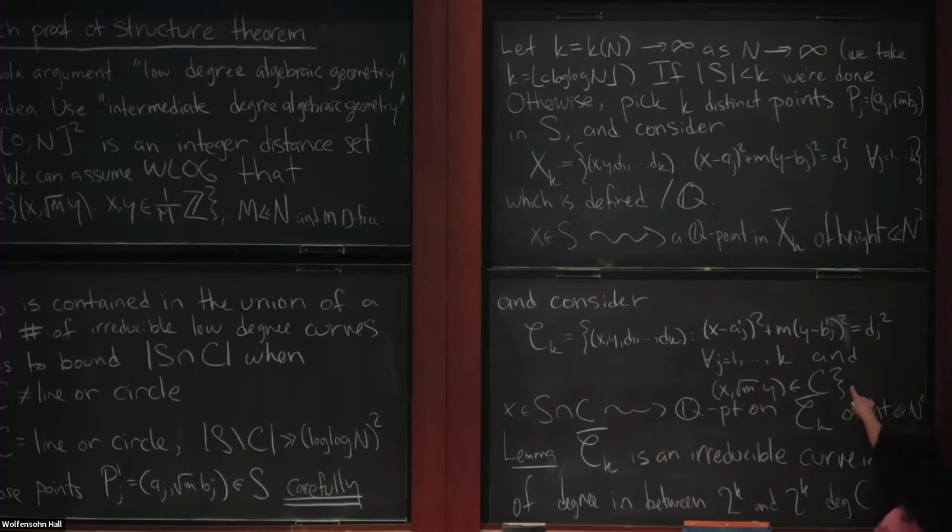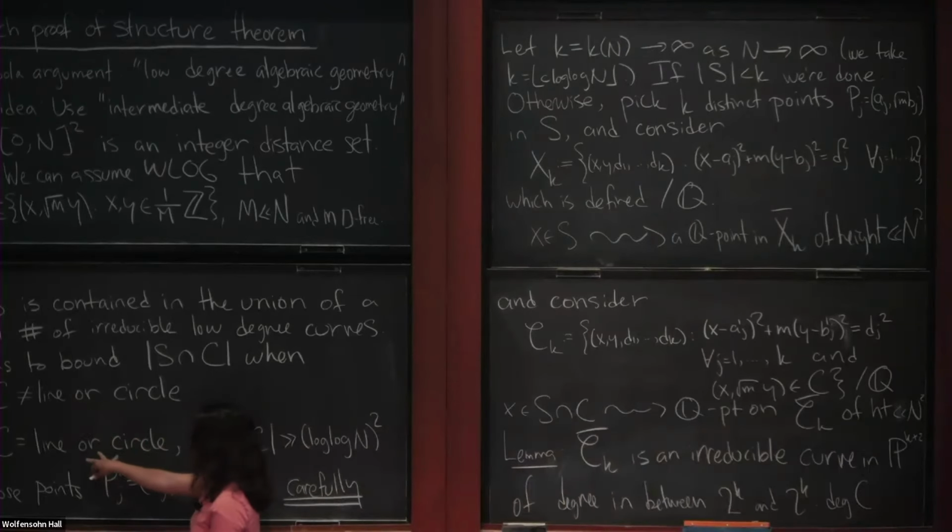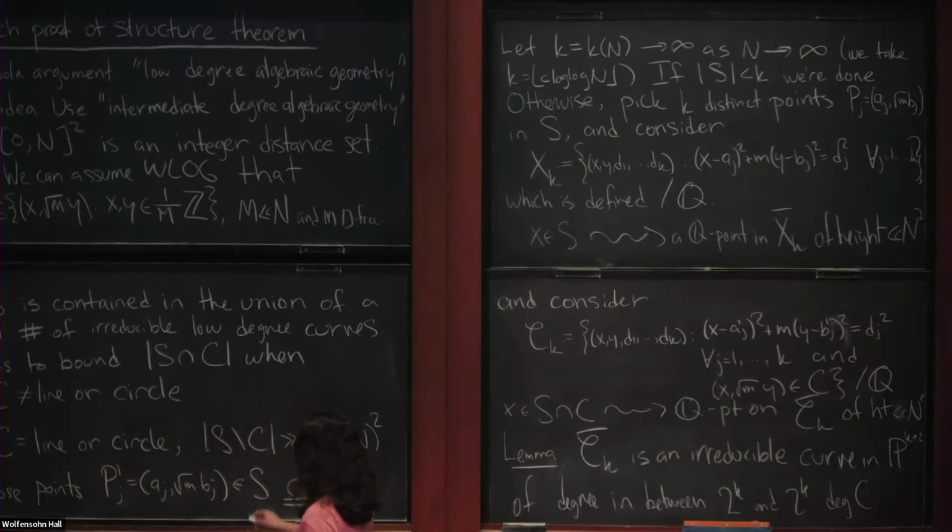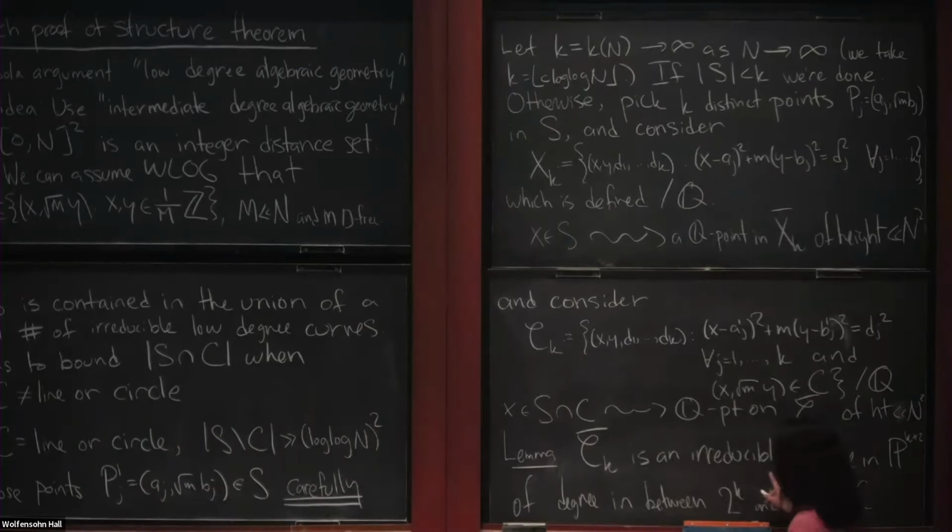So this curve is also defined over the rationals. We can assume that. Yeah, so we prove that it's irreducible of the correct degree, and showing that this curve is irreducible is the entire crux of the argument. It's different depending on whether C is not a line or circle, or whether it is a line or circle. And in each case, the choice of these points is very important in deducing that it's irreducible.